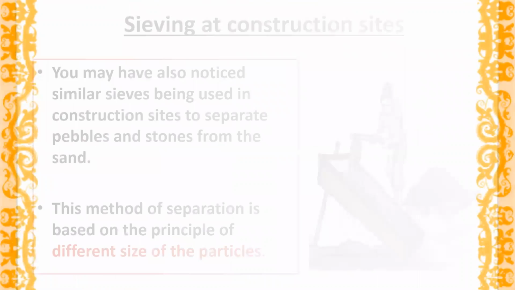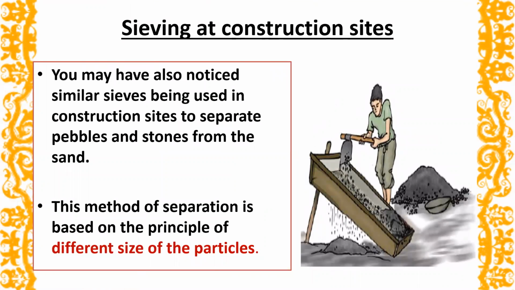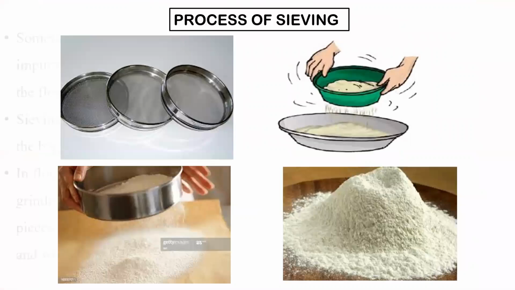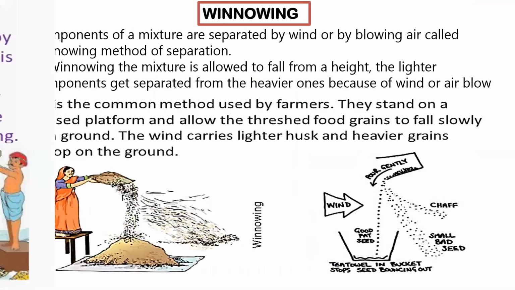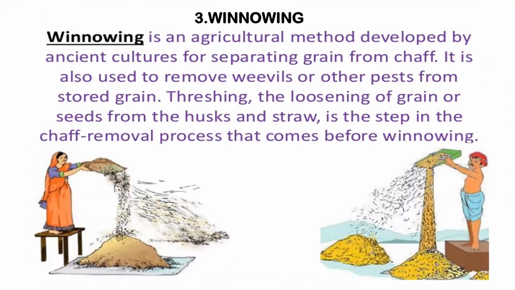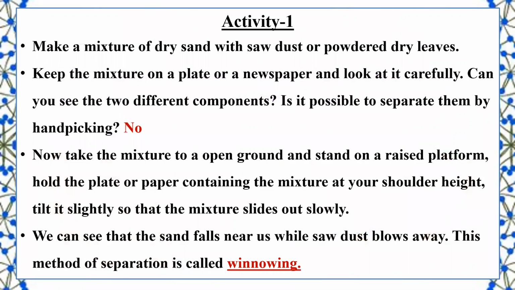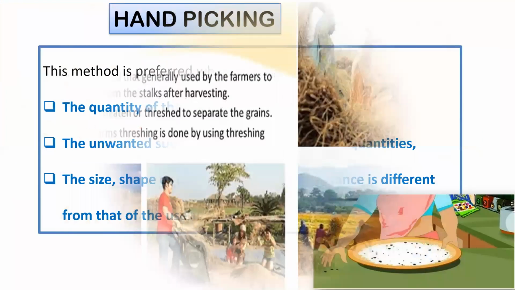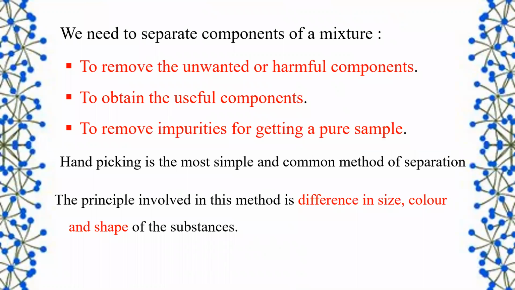and the next one, we'll see how sieving helps at a construction site. So that's how much we'll see. Then we are going to see mixture separation in the next video. So let's move on. Hand picking is the simplest and most common method of separation.